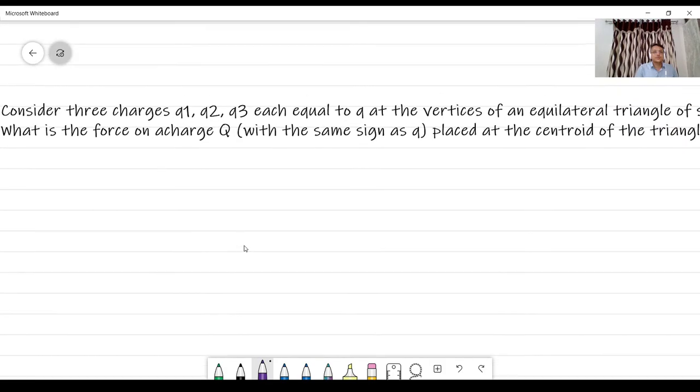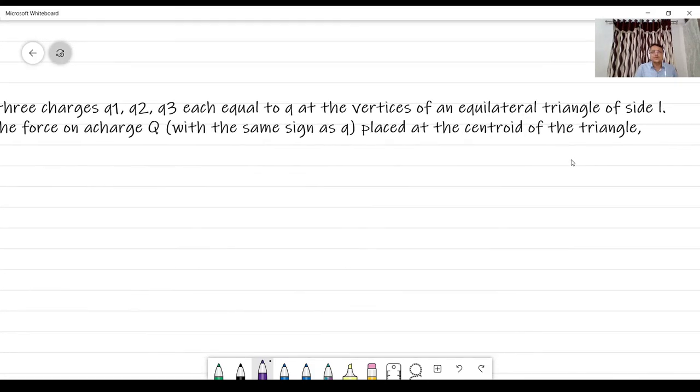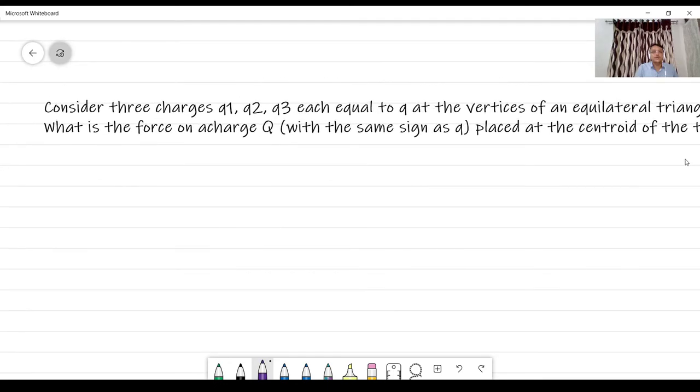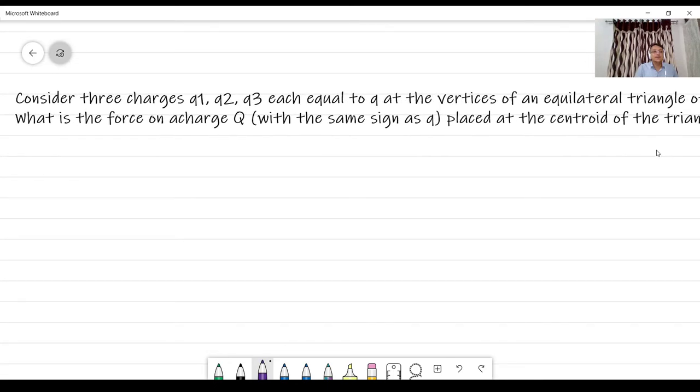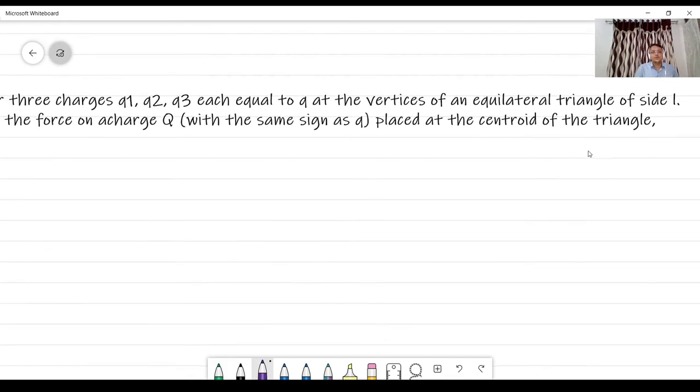Okay, so we'll read this next sum. Consider the three charges Q1, Q2, Q3 equal to each other, like they are equal and at the vertices of an equilateral triangle of side L. The side value of the triangle is L. Then what is the force on the charge Q placed at the center of the triangle?